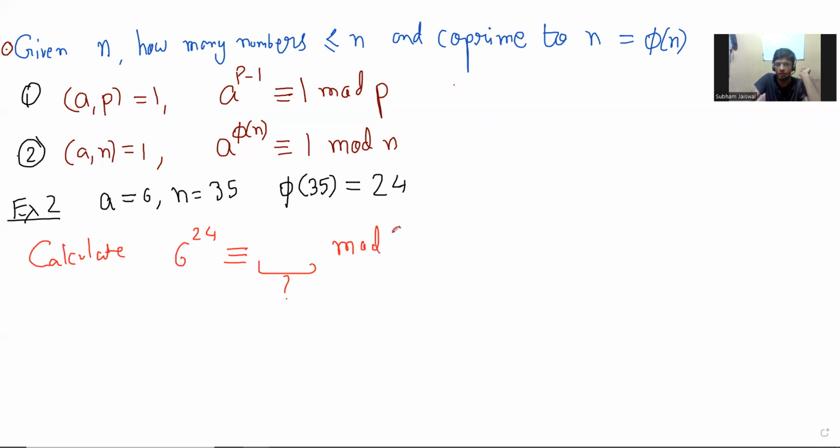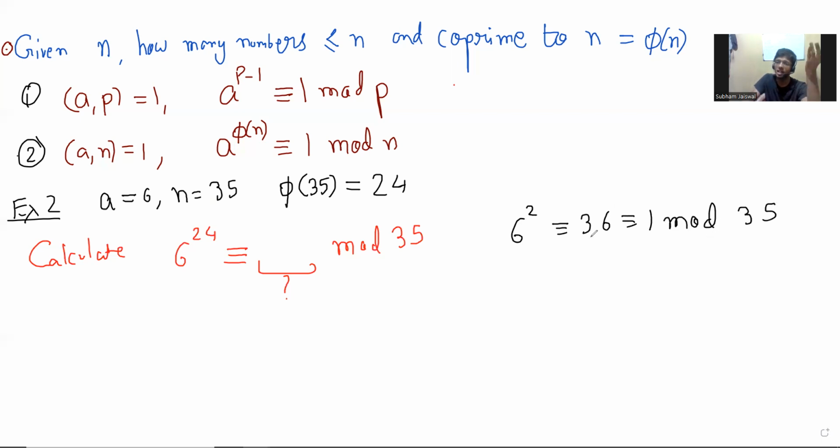Modulo 35. This is not difficult. Explicitly we can check. So you guys have done this thing earlier. Like you do 6 square, right? And you see 6 square is 36. But 36 is just 1, right? 36 leaves a remainder 1.